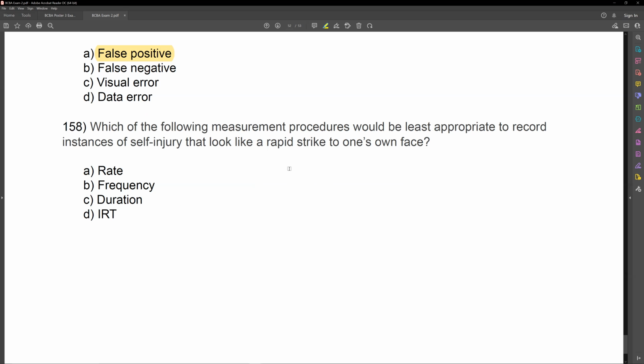A rapid strike, all it takes is a second. You can only reduce duration so much. Duration is going to be really the most inappropriate way to record a rapid strike to one's own face because you can't really change the duration, okay? Unless the strike occurs for a long period of time for some reason, right? But if it's rapid, it's a rapid strike, that seems to imply that it's going to be quick. Duration seems a little inappropriate compared to A, B, and D.